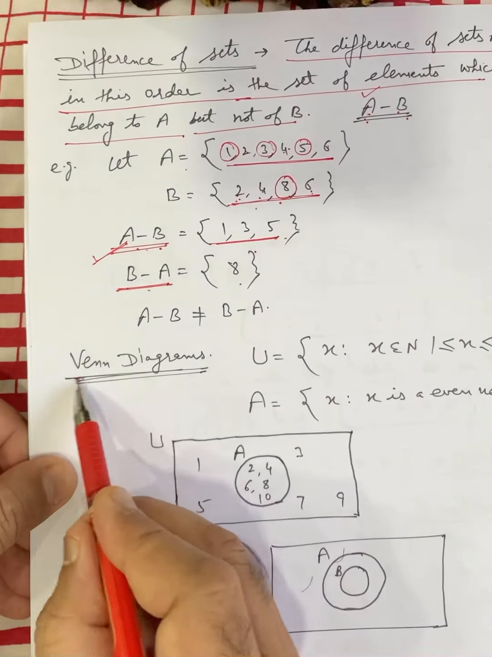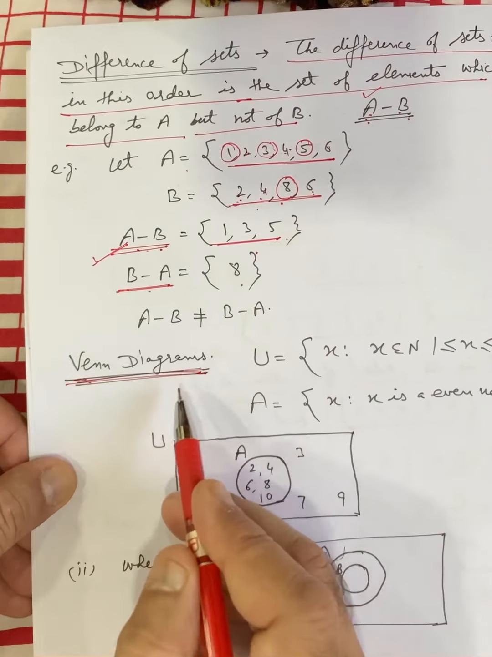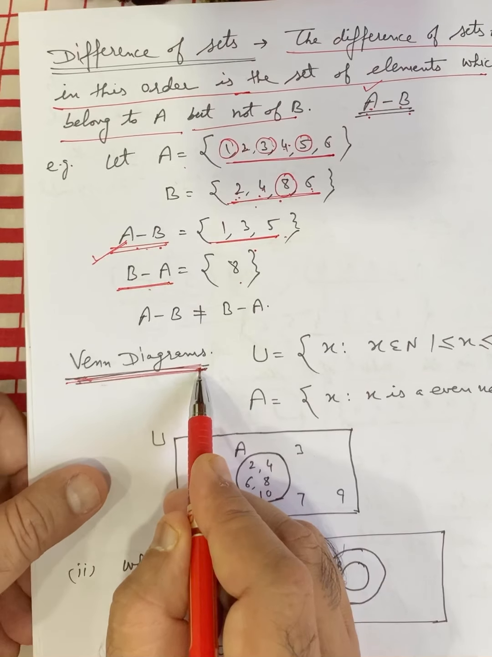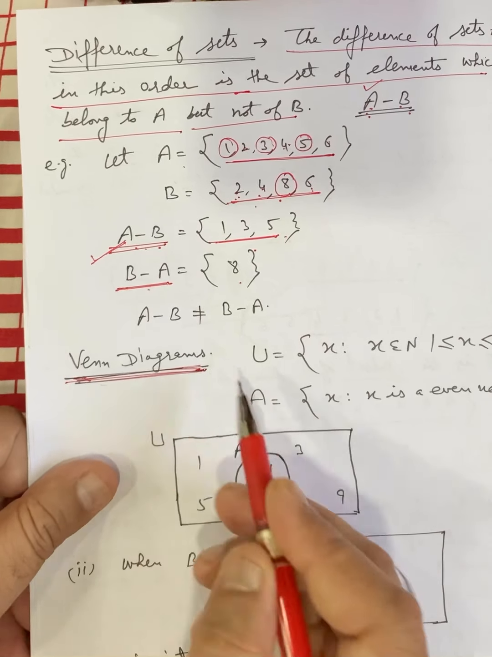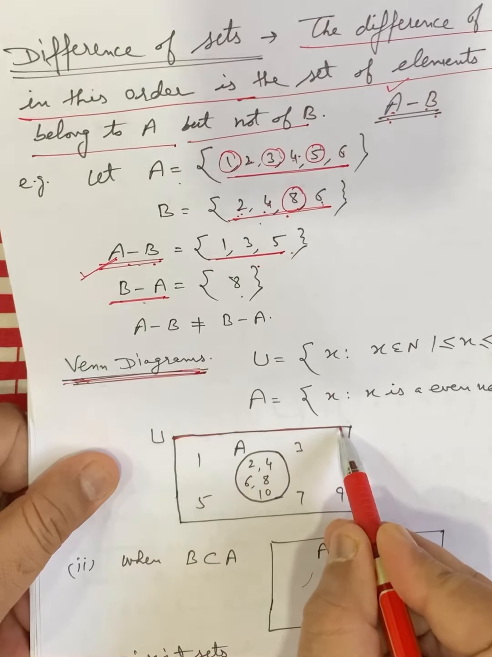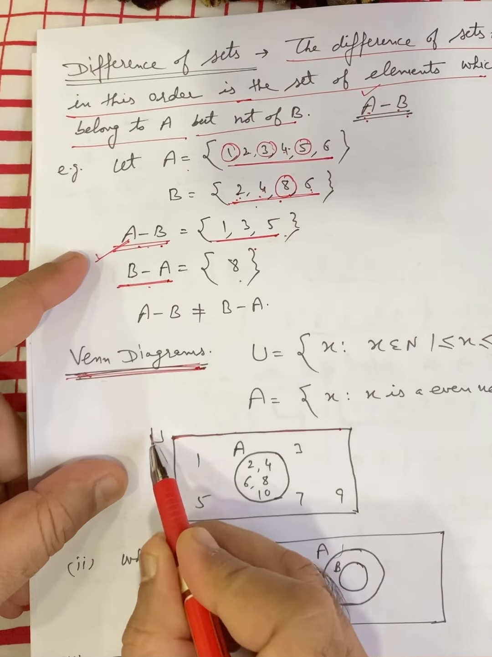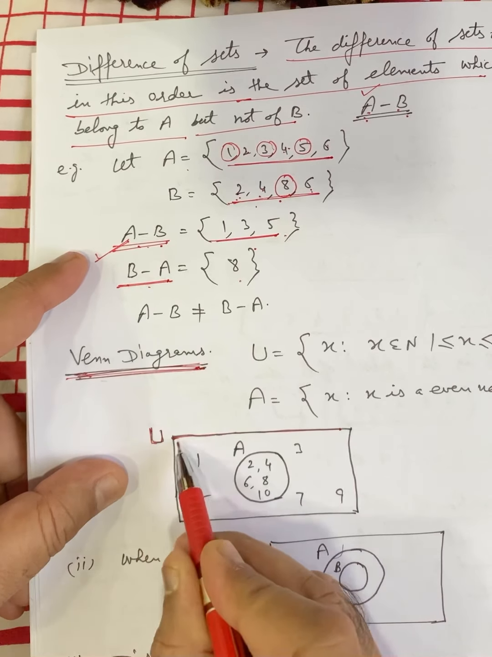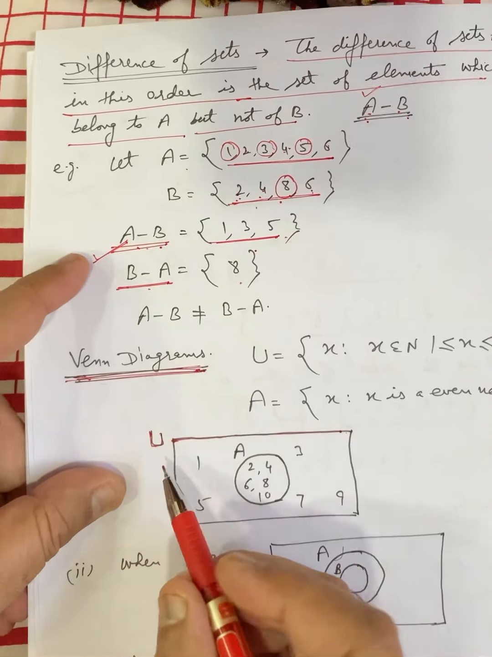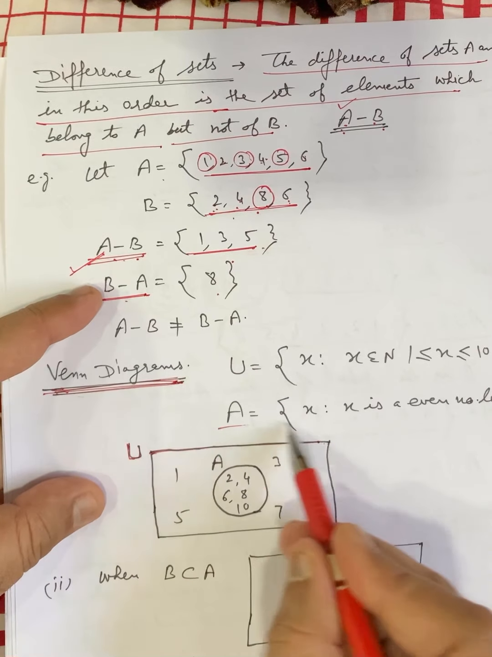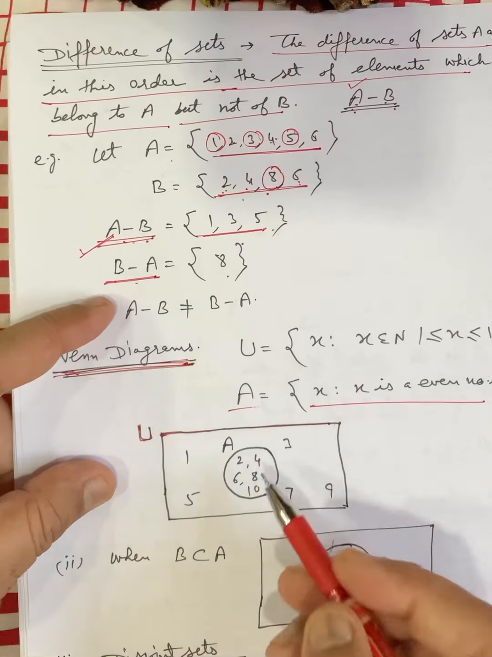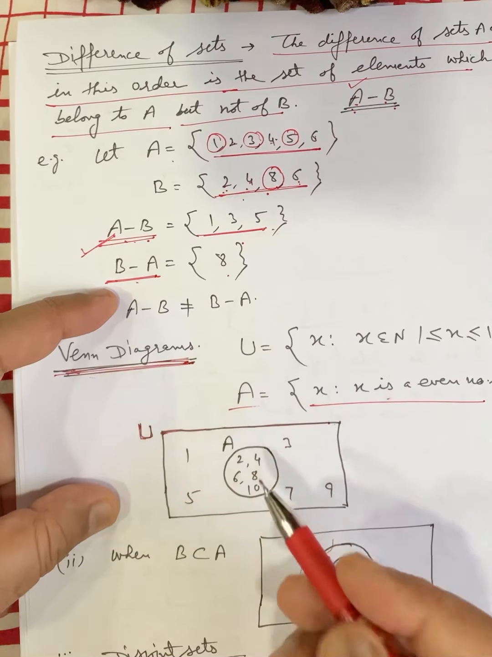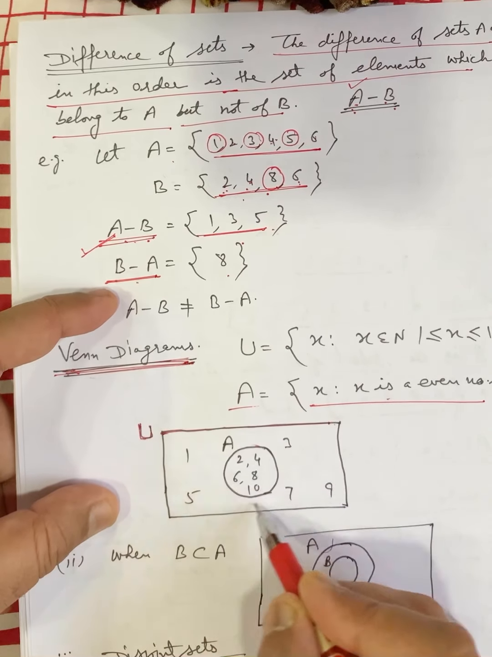Now Venn diagrams. We represent the sets with the help of the Venn diagrams. So what will be the Venn diagrams? This rectangle represents the universal set. The universal set will be represented by a rectangle, and the other sets which belong to the universal set, they will be represented with the circles.